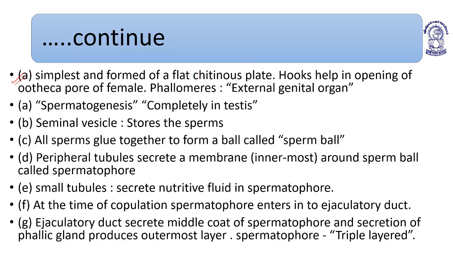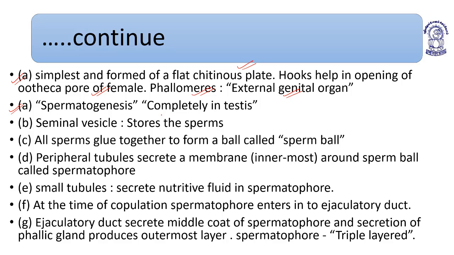The phallomeres are the simplest, formed of flat chitinous plates. Hooks help in opening the oothecal pore of the female. So phallomeres are basically simple, formed of a flat chitinous plate, and these hooks are helpful in opening the oothecal pore of the female. Phallomeres are external genital organs.